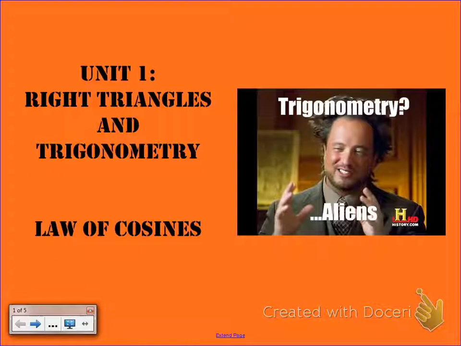Again, the triangles that we're going to use for law of cosines, none of them are going to be right triangles, either acute or obtuse triangles, and that's how we're going to find missing sides.